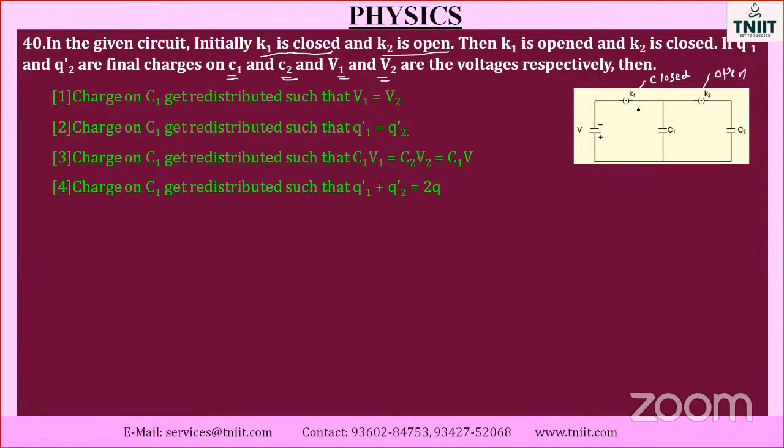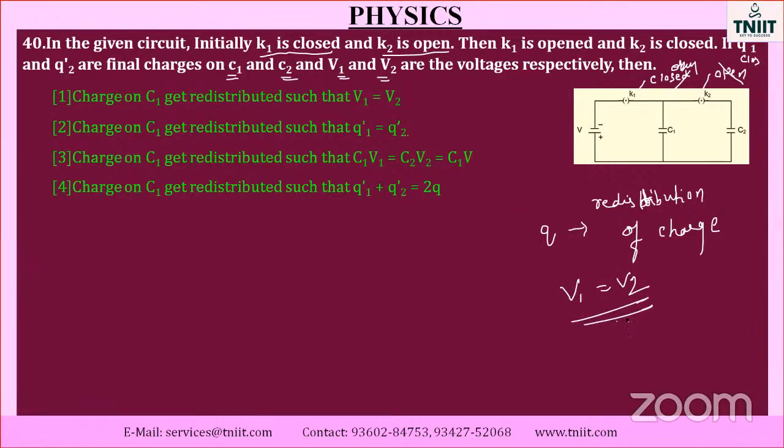Then what happens? If K2 is closed and now K1 is open, then there will be a redistribution of charge. Charge will get redistributed until the potential difference remains the same. So please remember, the charge on C1 will get redistributed, but till the potential will remain the same.